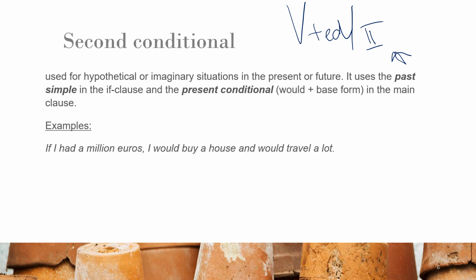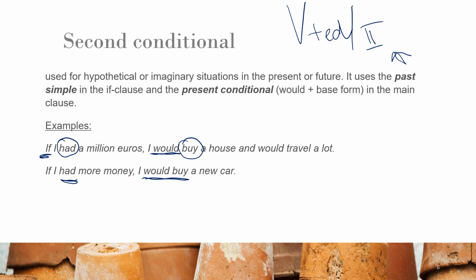If I had €1,000,000, I would buy a house and would travel a lot. So we have the verb had and the verb buy. We have had in the if clause, past simple, and we have would plus a verb without the particle to in the main clause. If I had more money, I would buy a new car. Similar example, had and would buy.